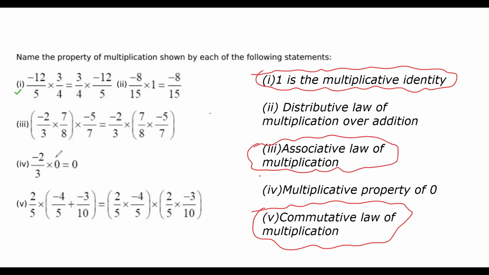Now, what about this? You can see that any number multiplied by 0 is 0, right? So this is the multiplicative property of 0.